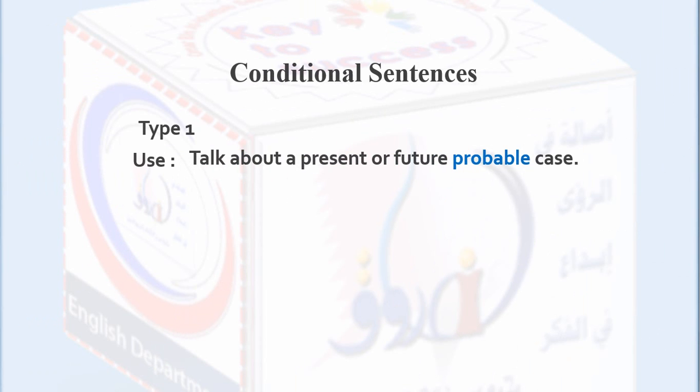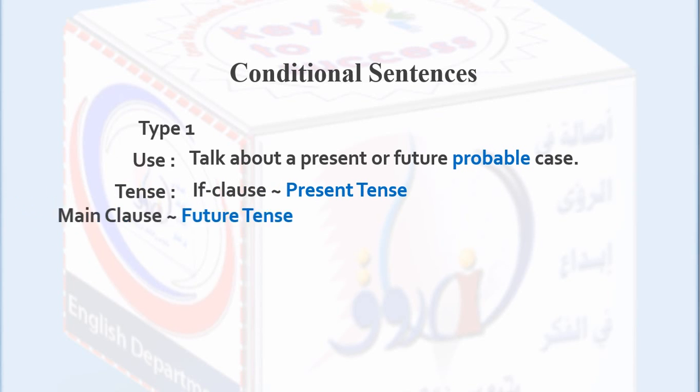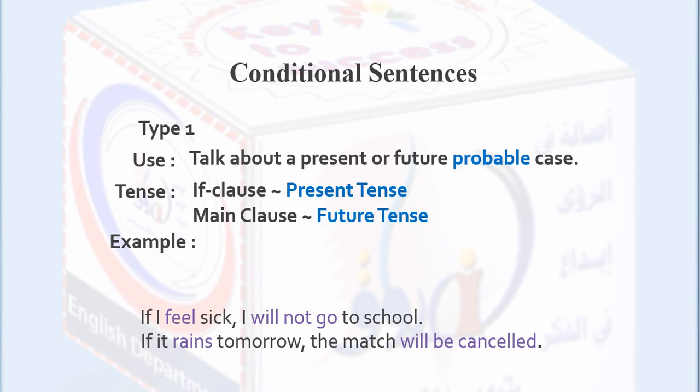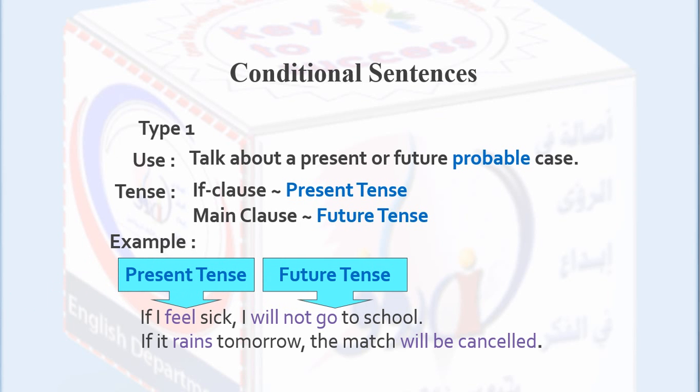Type 1 usage: talk about a present or future probable case. The tense: if clause, present tense; main clause, future tense. Examples: if I feel sick, I will not go to school. If it rains tomorrow, the match will be cancelled. We have feel, present tense, will not go, future tense.